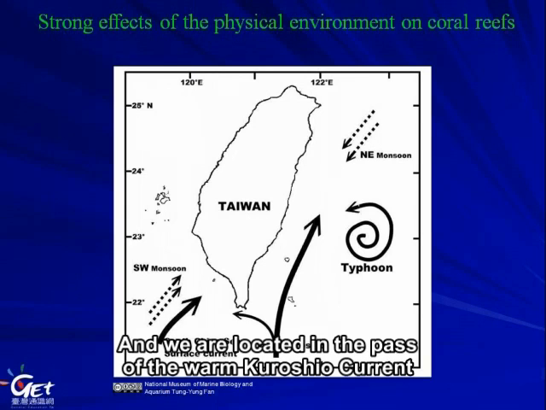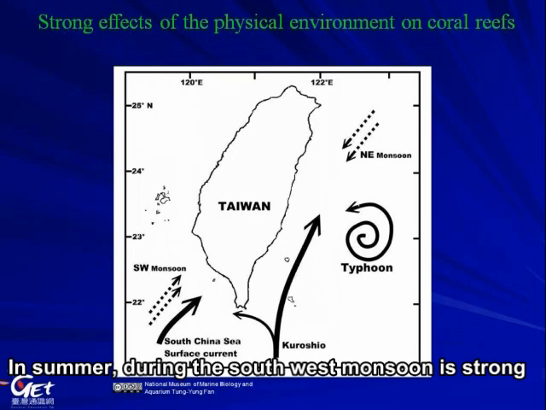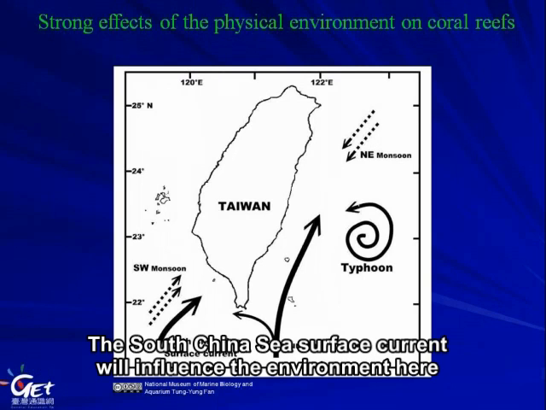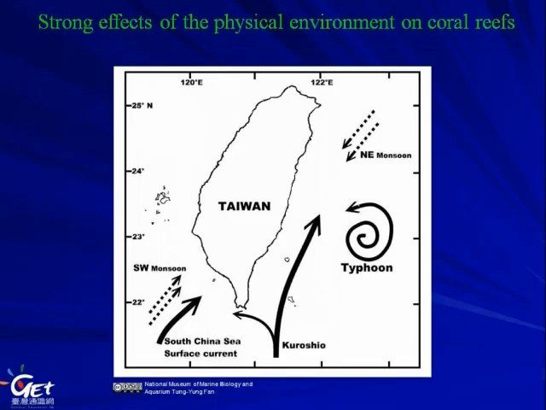We are located in the path of the warm Kuroshio Current. The warm Kuroshio Current brings warm water and a lot of marine organisms from the equator to Taiwan. In summer, when the southwest monsoon is strong, the South China Sea surface current will influence the environment here, and also help with the transportation of marine organisms.